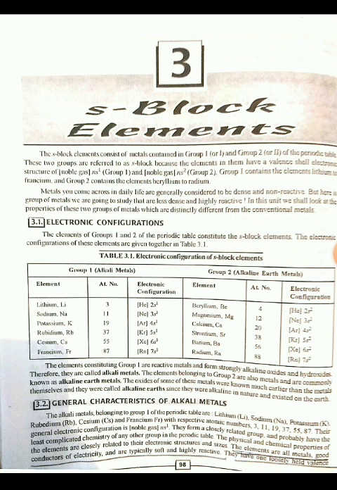The S Block elements consist of metals contained in Group 1 and Group 2 of the periodic table. These two groups are referred to as S block because the elements in them have a valence shell electronic structure of noble gas ns1 in Group 1 and noble gas ns2 in Group 2. Group 1 contains the elements lithium to francium and Group 2 contains the elements beryllium to radium.